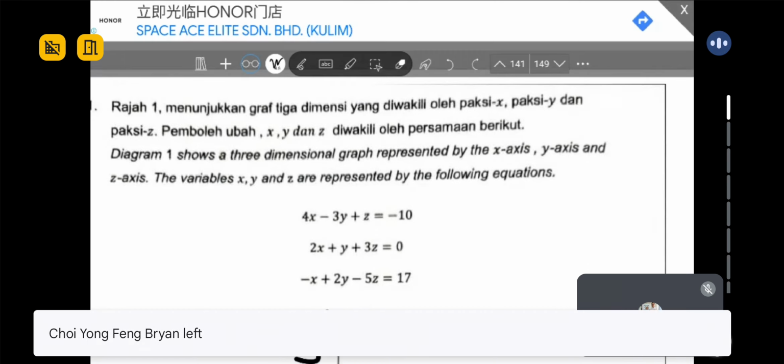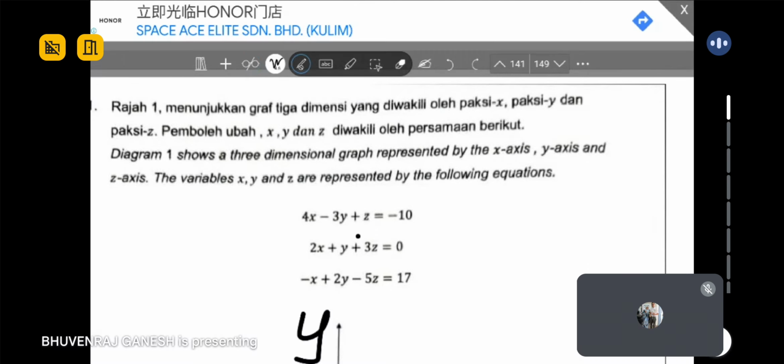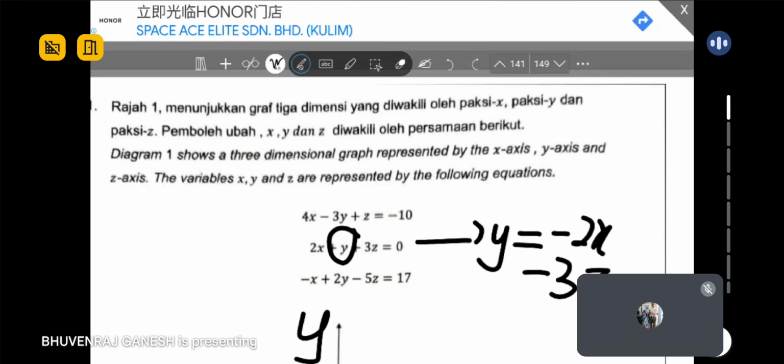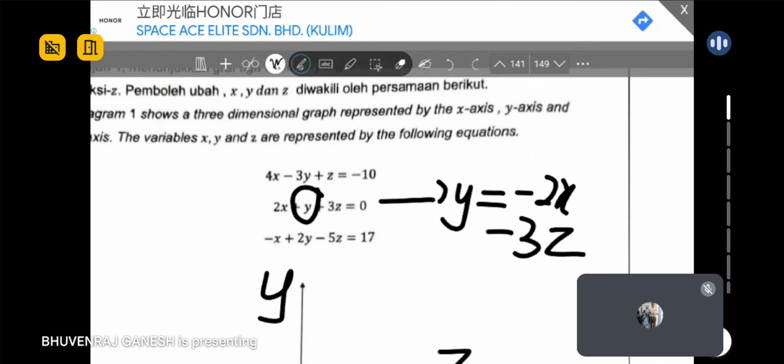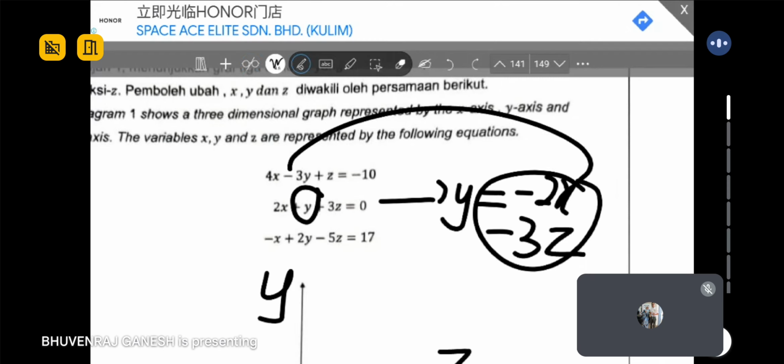Why substitution, guys? Because I see a single Y here. So I can express Y in terms of X and Z. Okay, so now I can substitute this into the other equations. Can you all see that, guys? So I now have two equations in X and Z only.